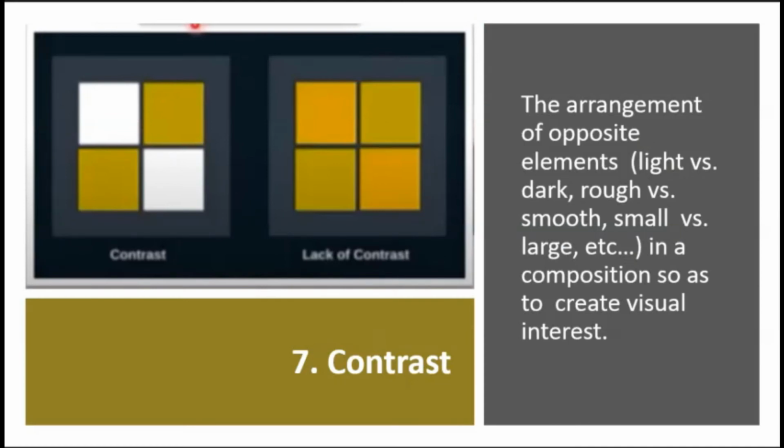Seventh, we have the contrast. For this one, this refers to the elements that are different from one to another. So for example, this one cannot tell the difference because the tone of the shapes is likely the same. But with this one, we can tell the difference because there is a contrast.